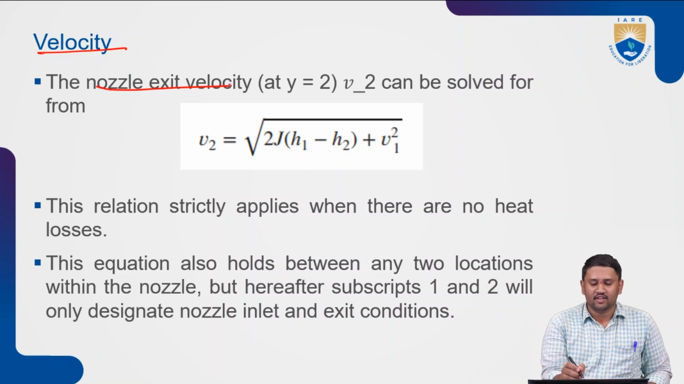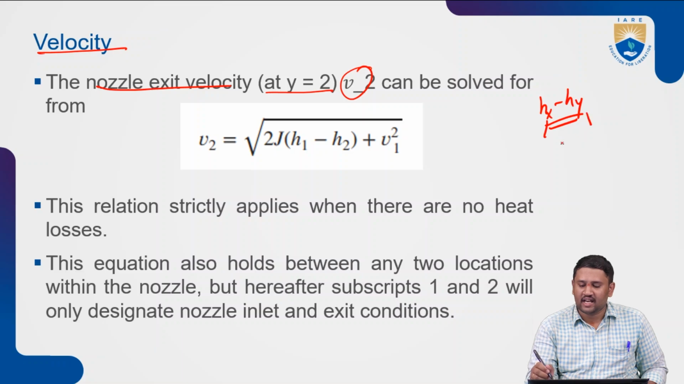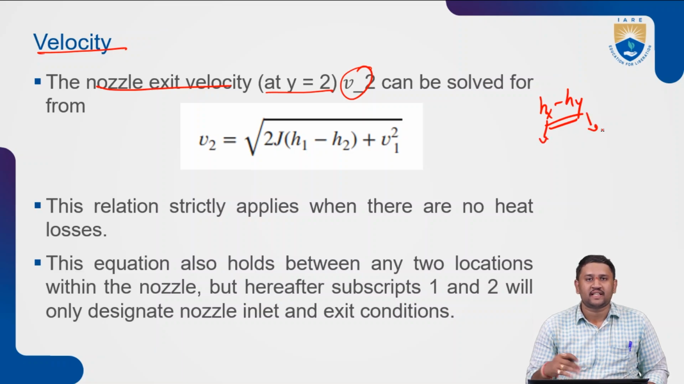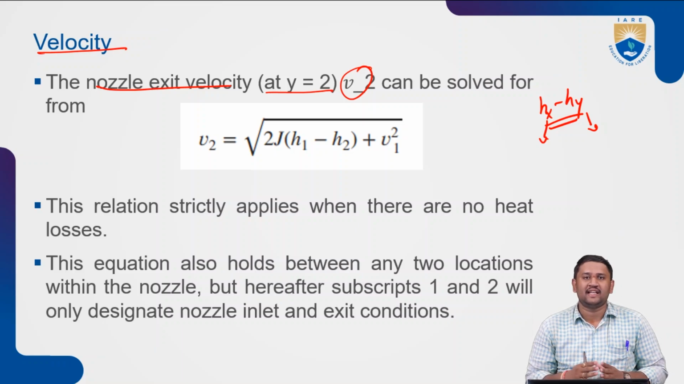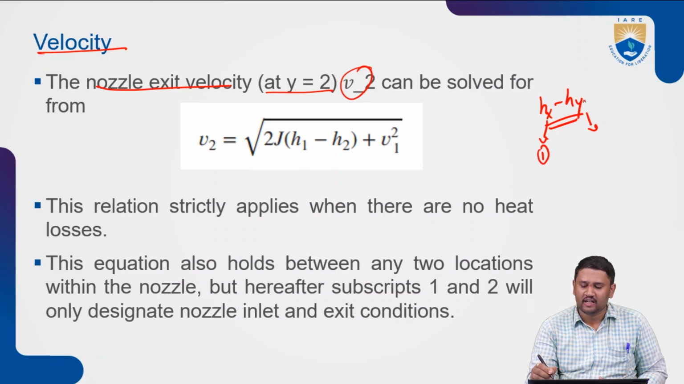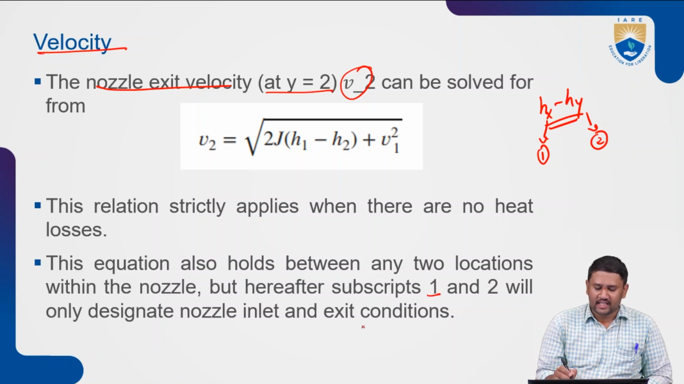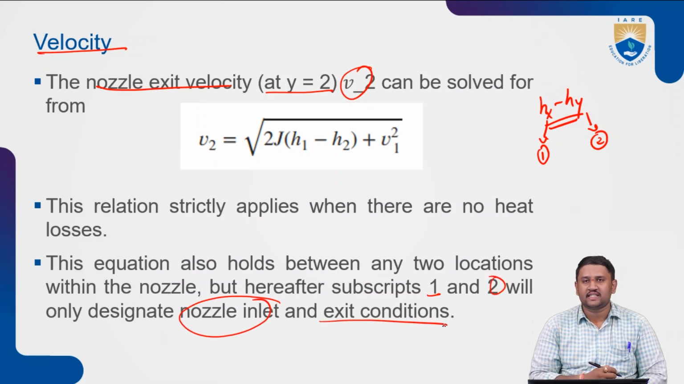Now, the nozzle exit velocity, let's say at y equals 2, is also called V2. In the previous case, we have seen a derivation for hx minus hy, where x and y are two separate sections between which we are calculating the energy transfer. Now, if we consider x as 1 and y as 2, then 1 designates the nozzle inlet conditions and 2 designates the nozzle exit conditions.